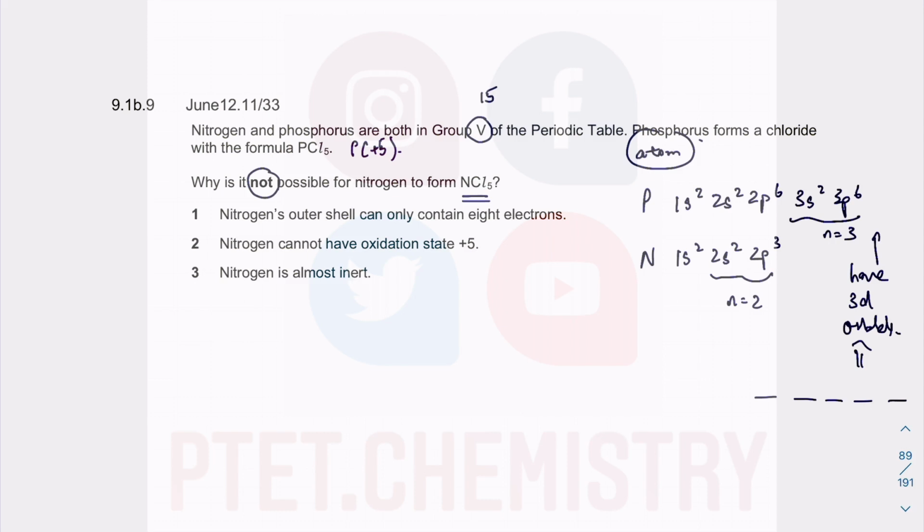So number 2 is definitely wrong, because when you say nitrogen cannot have oxidation state plus 5, think about the contradiction. NO3 minus: nitrogen plus 3 times minus 2 is minus 1. Nitrogen is plus 5 there. You know nitrates. All nitrates are soluble. You've got a lot of compounds that have nitrates. Nitrogen is plus 5. But that does not mean that nitrogen has more than an octet in the outer shell. This is just the oxidation number. 2 is definitely incorrect. Only 1 is correct.